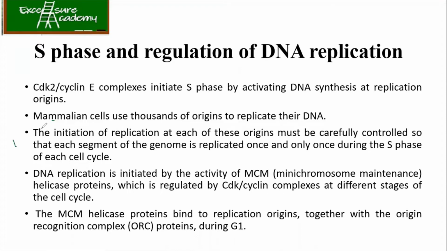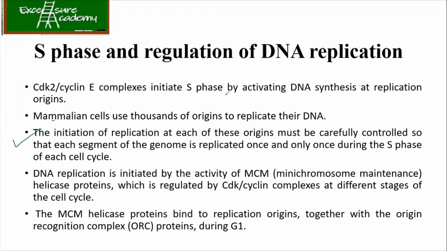We have talked about this during DNA replication: in eukaryotes, many origins of replication are there, and each origin is regulated. It is regulated in such a way that in the cell, replication takes place only once per cell cycle, and after that it should be followed by mitosis, and then again the cell cycle should repeat.